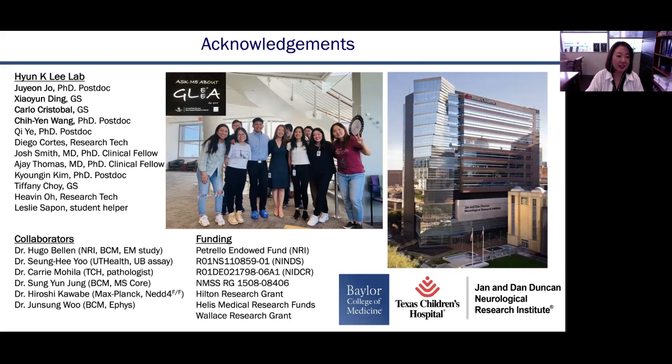And this is my funding and collaborators. And as Dr. Kim mentioned, I am in this Neurological Research Institute, fully built by donor funding. Baylor is right adjacent, and Texas Children's is on this side. So I'm in the middle, with a dual appointment for studying in my laboratory. So this is how my lab does. I'm happy to take any questions.